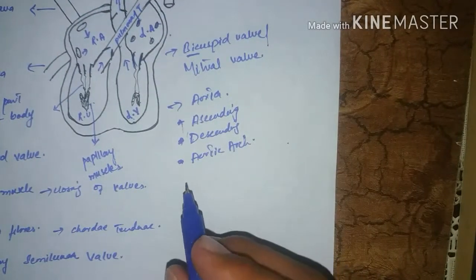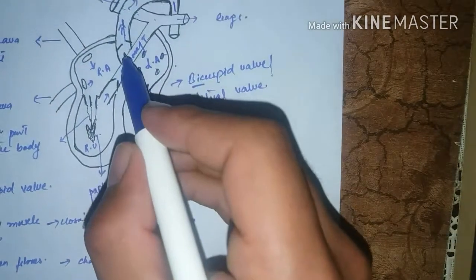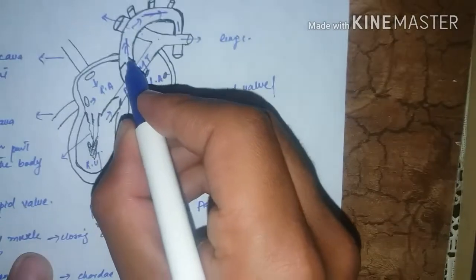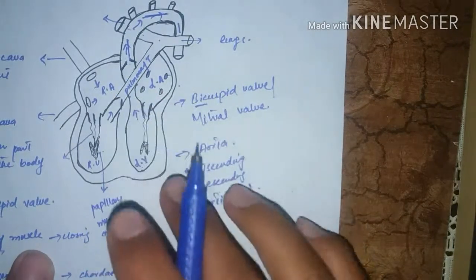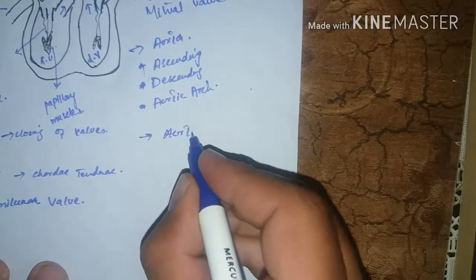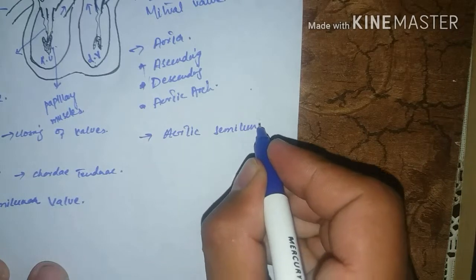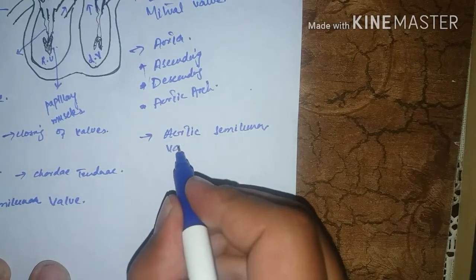We have another valve, this is the fourth valve, and this valve is known as aortic semilunar valve. Aortic semilunar valve.